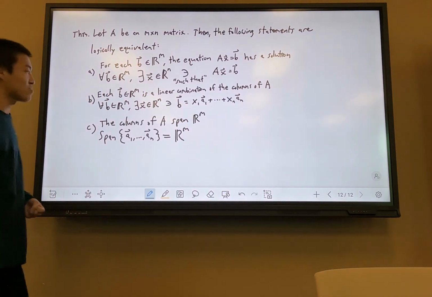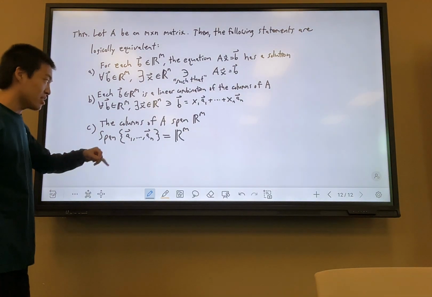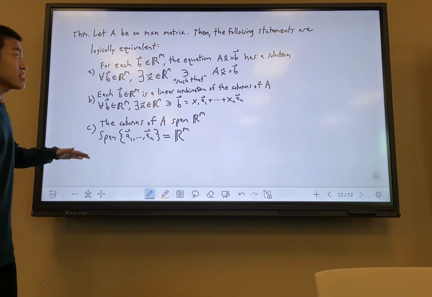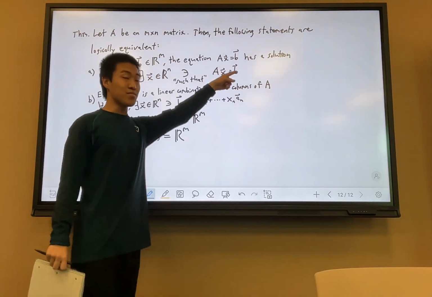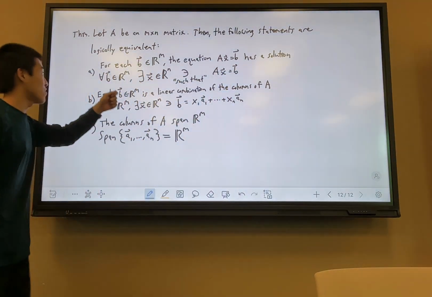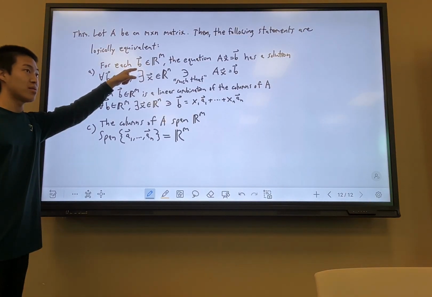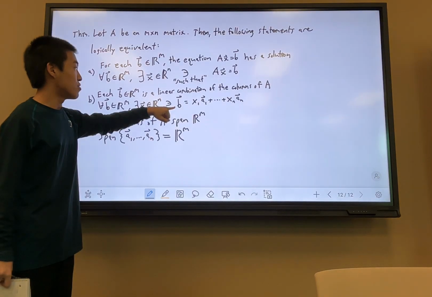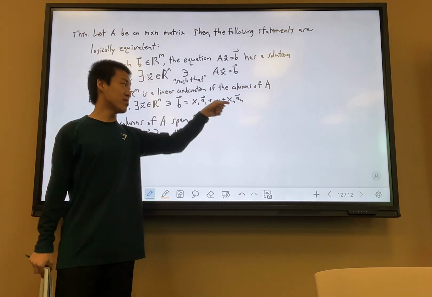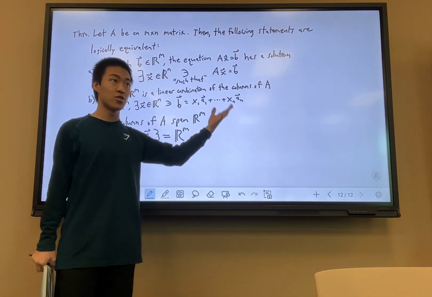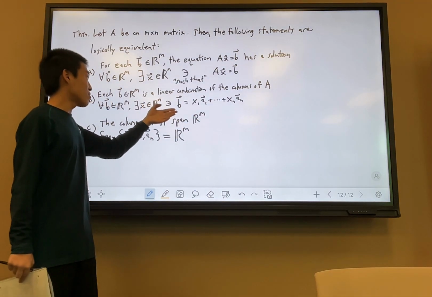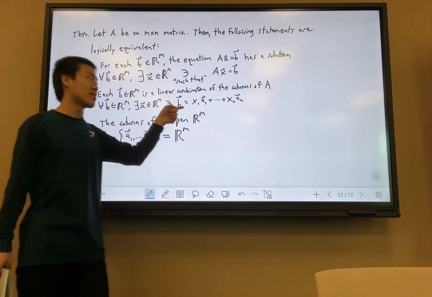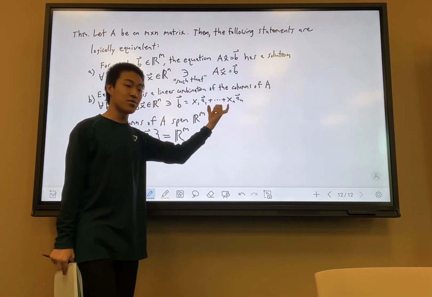Recall what span was in the previous lecture. Span is all the possible linear combinations. So let's think about the ramifications of this. If Ax equals b is always guaranteed to have a solution no matter what I choose for b, that means there's going to exist a linear combination for me. So essentially every b in Rm is guaranteed to have a solution.